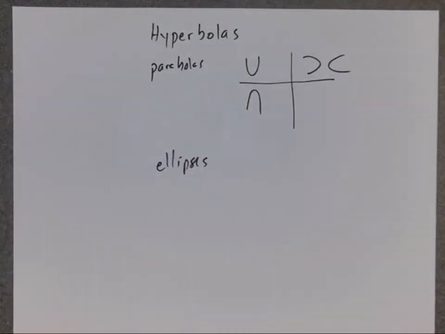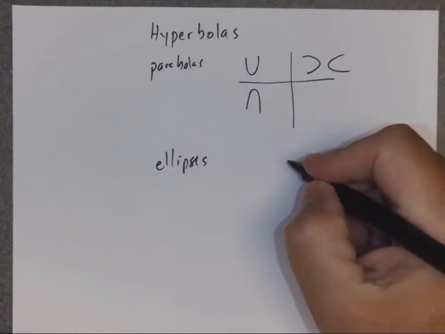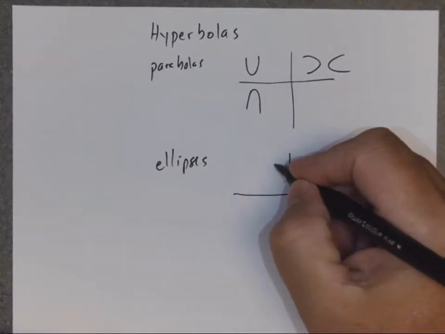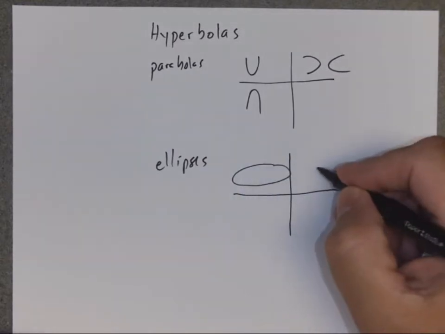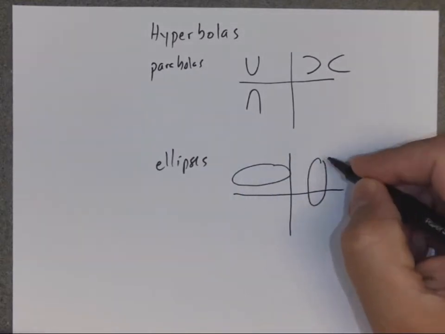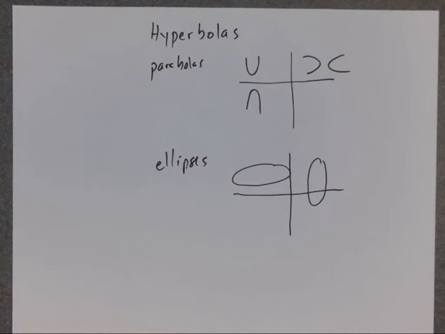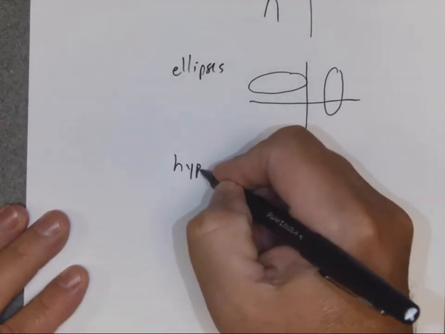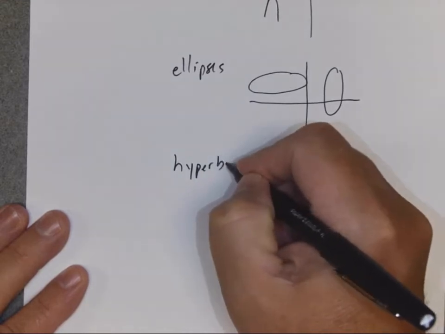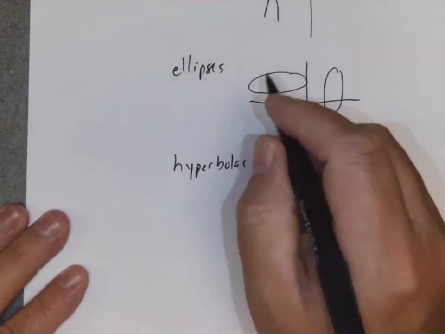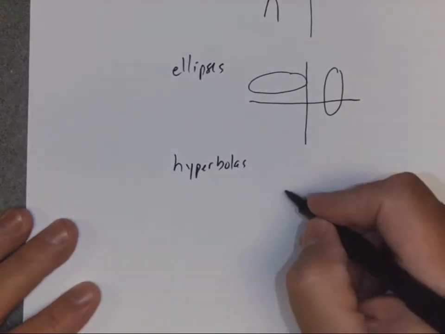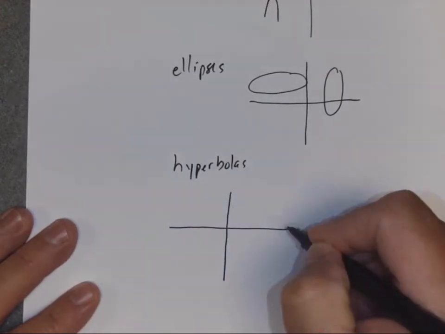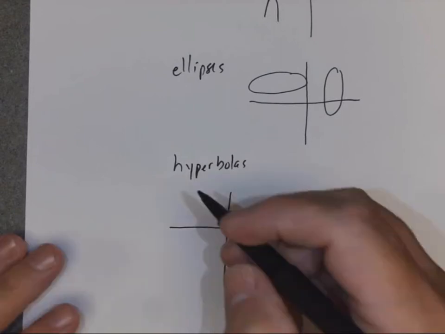Ellipses, once again we can have left or right or up or down ellipses. And now hyperbolas. They look a little bit like almost back-to-back parabolas, not quite the exact shape.